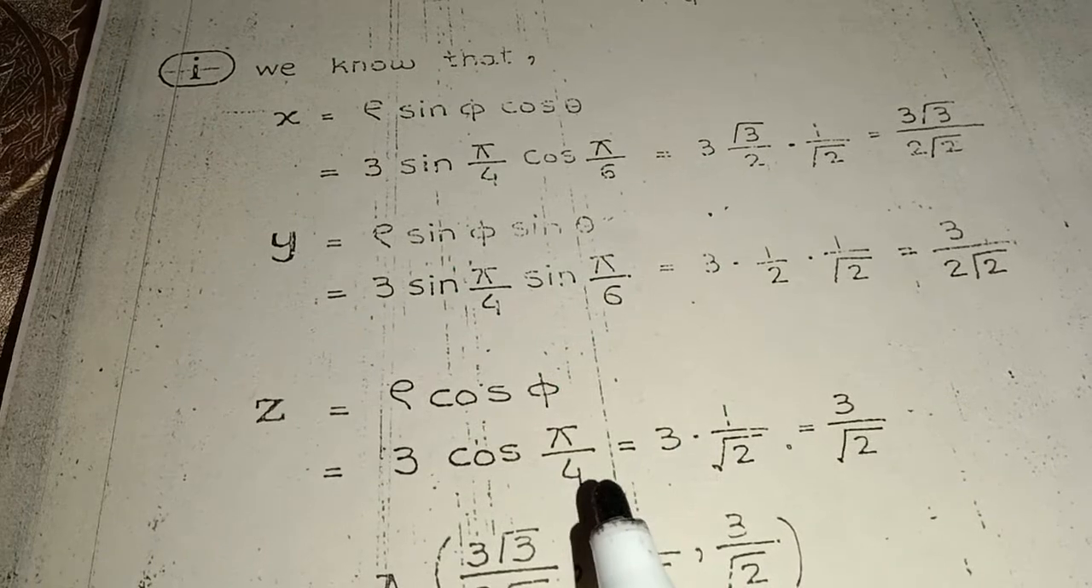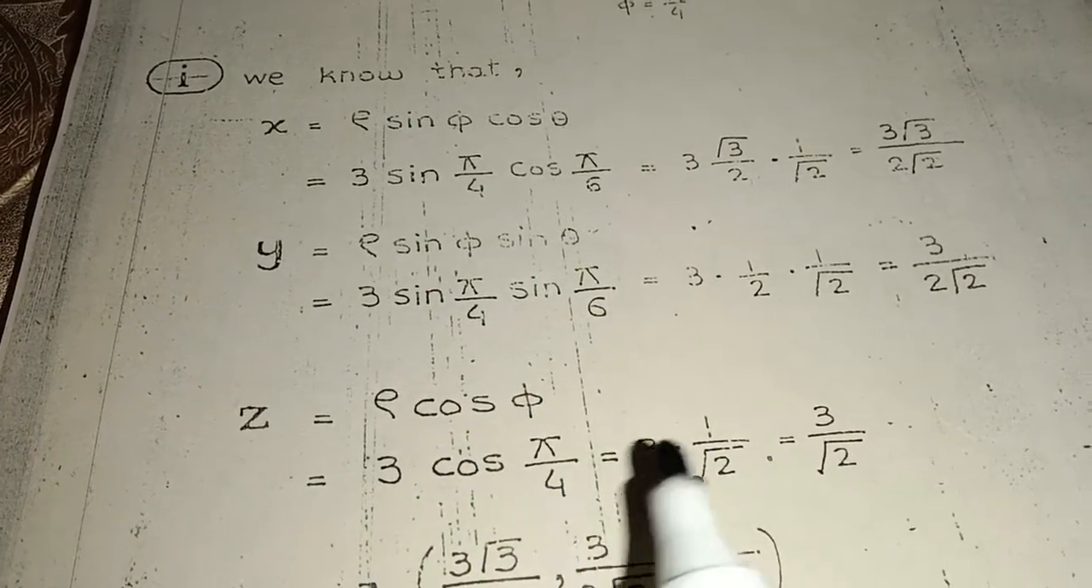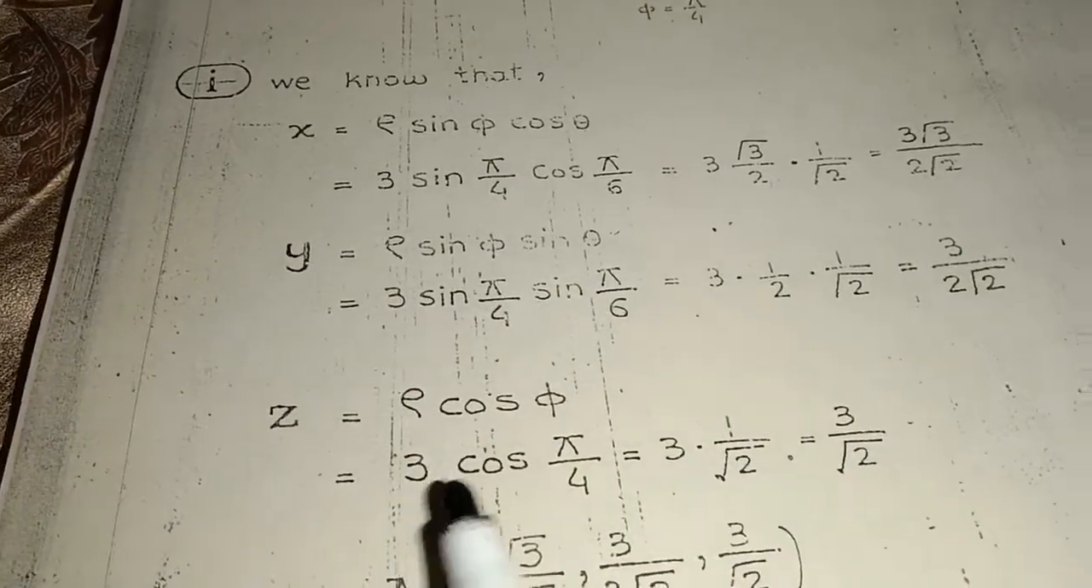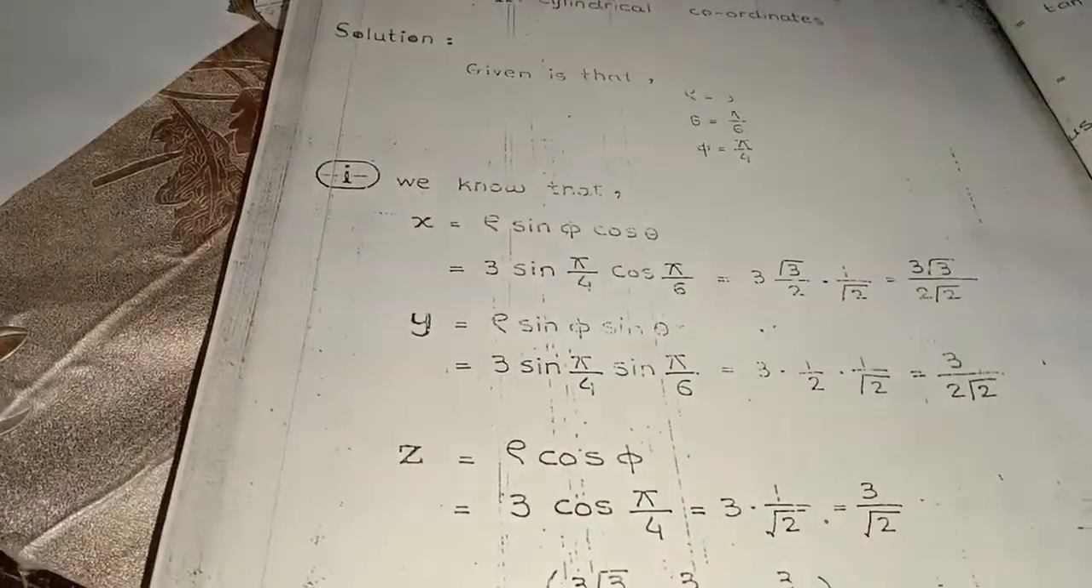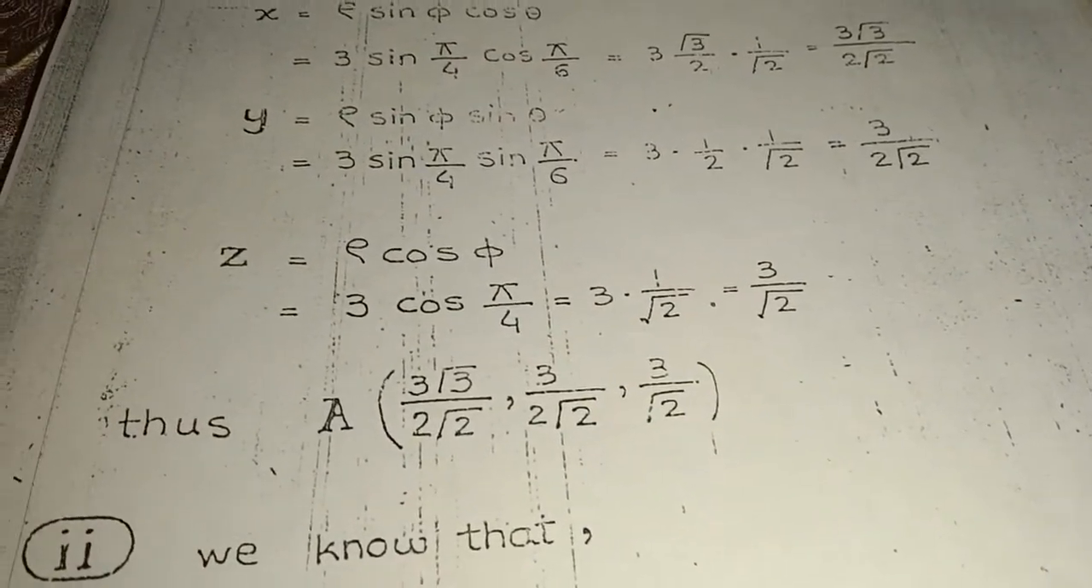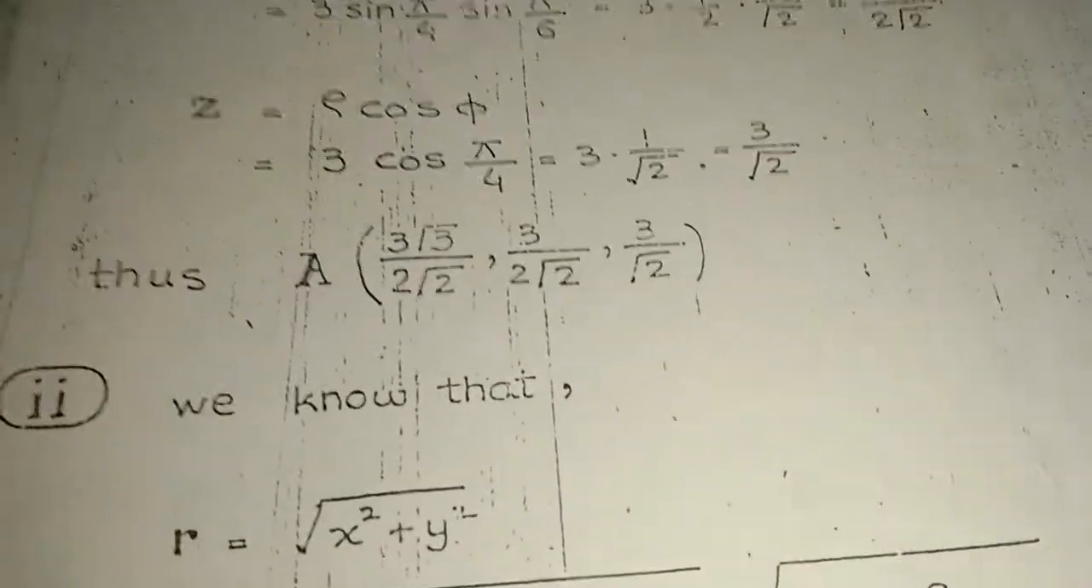Now see here, z is equal to rho cos of phi. Rho is 3. Cos of phi, phi is pi by 4, value of cos of pi by 4 is 1 by under root 2. So it is 3 by under root 2. So A has rectangular coordinates 3 under root 3 by 2 under root 2, 3 by 2 under root 2, and 3 by under root 2. Now we find cylindrical coordinates.